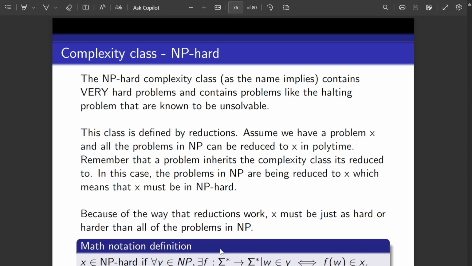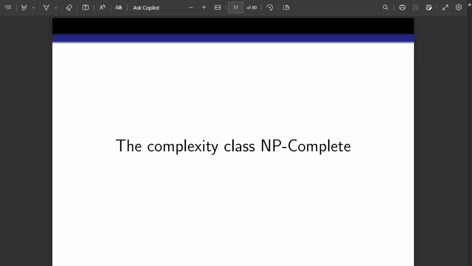In a more maths definition way, X is in NP hard if for all Y in NP, there exists a function F that maps words to words, such that for each word W in Y, F of W is in X, where F reduces in polytime. That's a very important thing. The main important parts that make it different from a regular reduction are that it covers all of the words in the complexity class and that it reduces in polytime. Does that make sense before I move on?